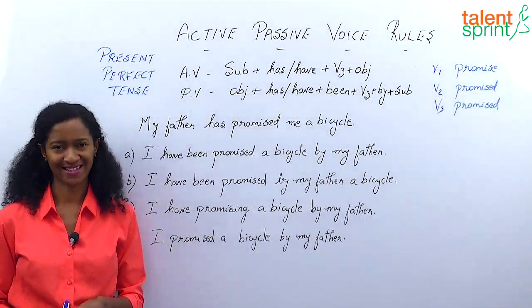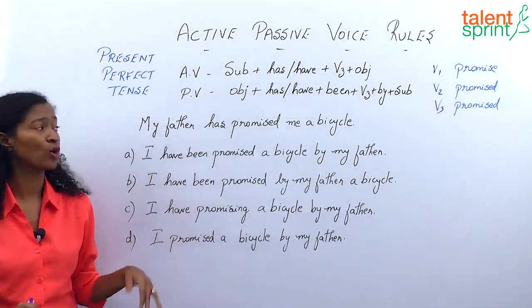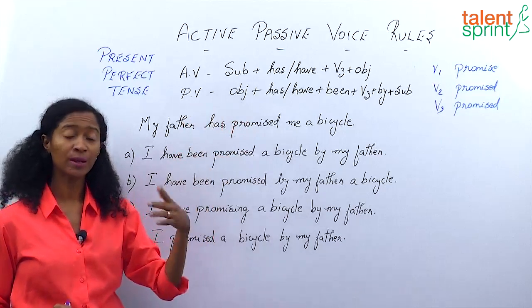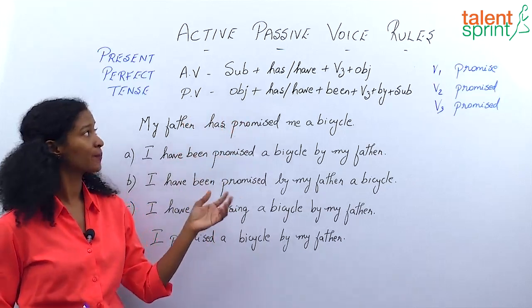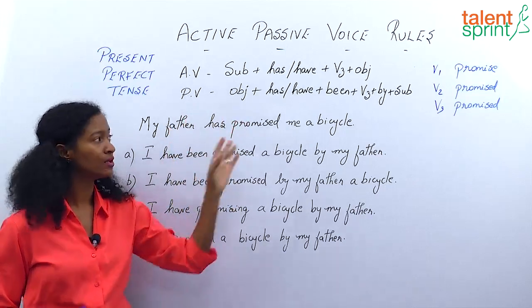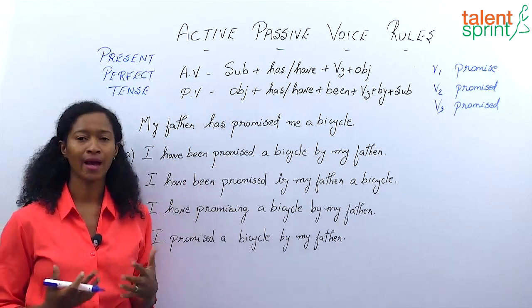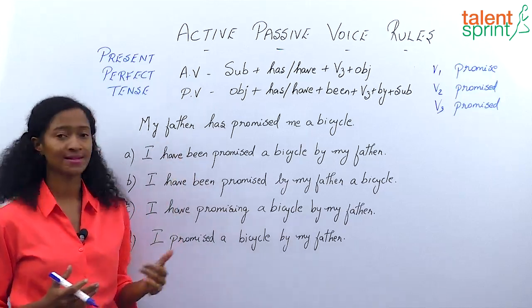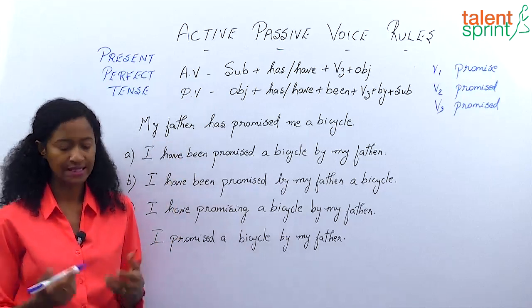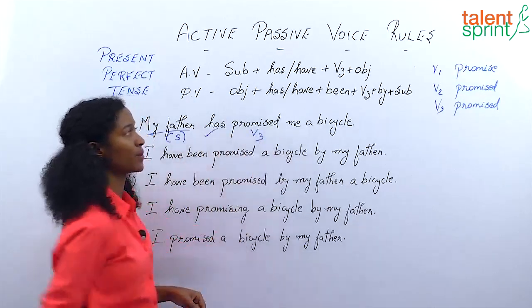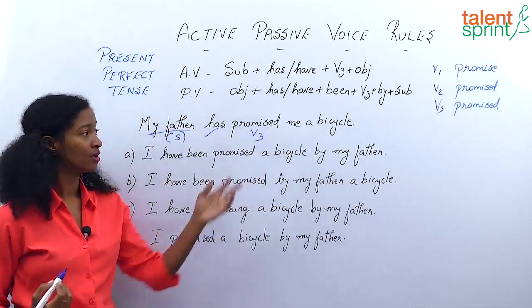Present perfect tense. Let's look at our active voice form. Subject plus has or have plus verb 3 and then object. Passive voice: object plus has or have plus been plus verb 3 and then by and subject. Our question: my father has promised me a bicycle. Who has promised? My father, he is the subject. Has, verb 3, promised me a bicycle.